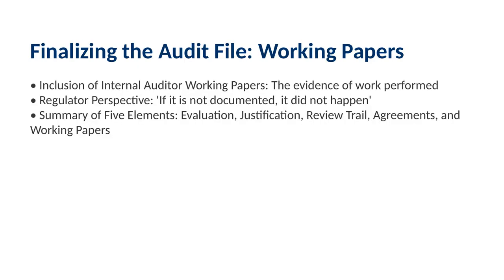And finally, he must include the actual working papers prepared by those internal auditors. If the work isn't in the file, as far as the regulator is concerned, the work never happened. So if Neon has these 5 elements, the evaluation, the justification, the review trail, the written agreements, and the actual working papers, he has a much stronger shield against charges of professional negligence. Keep these points in mind, and you'll nail this topic.